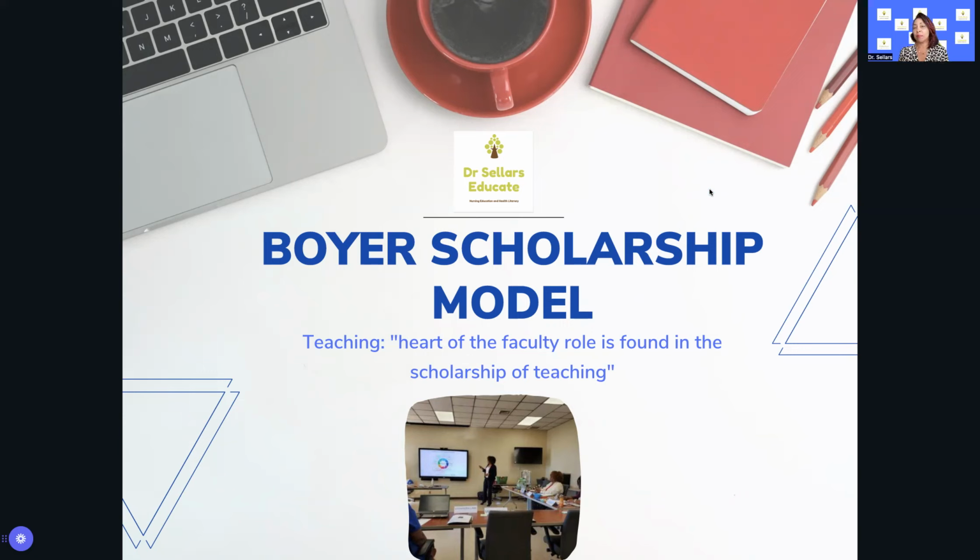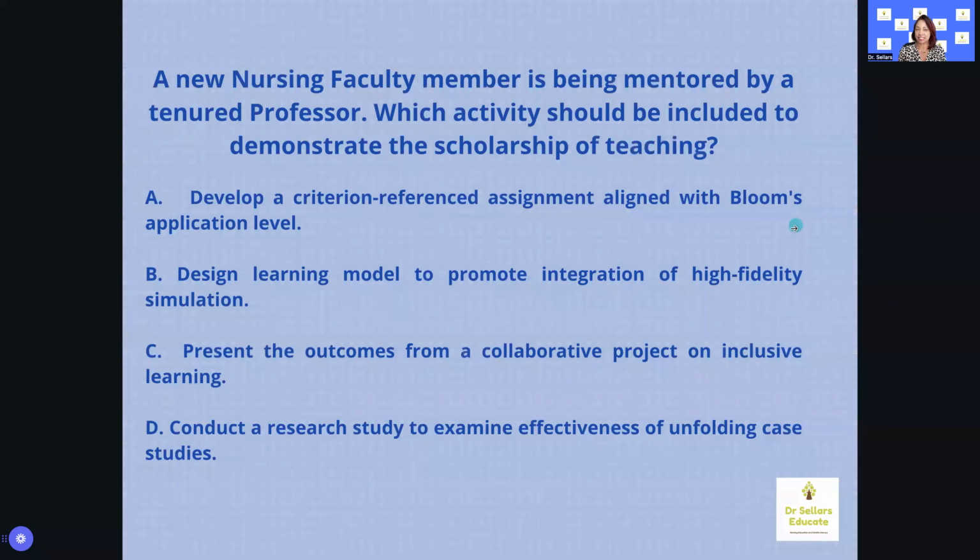We're going to wrap up our final snapshot focusing on Boyer's scholarship model, honing in on the last dimension, which is teaching. It is known as the heart of our role as a faculty member. We're going to take a little bit of a different twist for this episode. We're going to actually start with our practice test question.